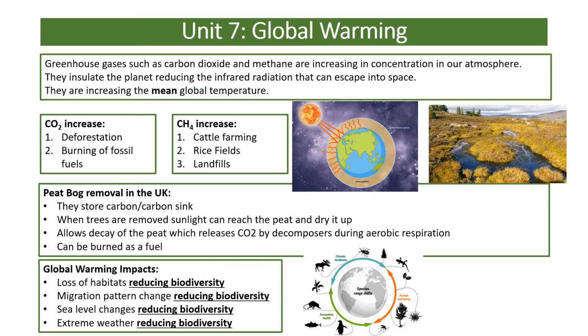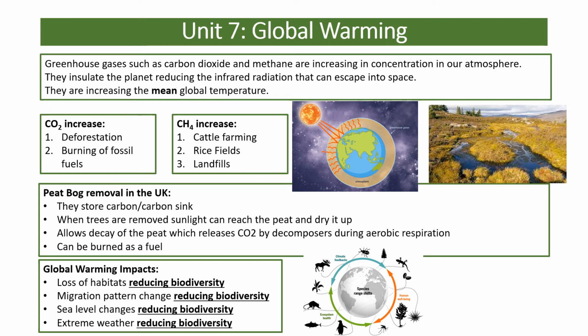Now, the problems of global warming and climate change are huge, but some of them linking to biology is it could cause a loss of habitat. So, for example, the Arctic ice melting would reduce biodiversity. It's affecting the migration patterns of things like birds because they're trying to find the right temperature climate. And again, if they can't find the right temperature climate, they're likely to die out. But also, if some migrate and some don't, there's less reproductive success, and therefore that is reducing biodiversity.